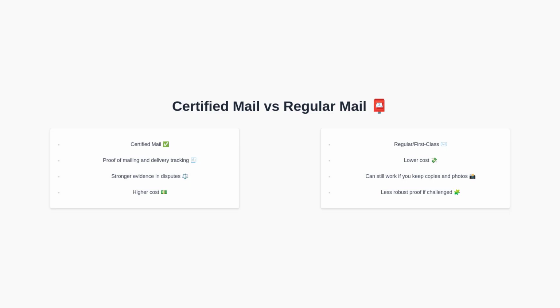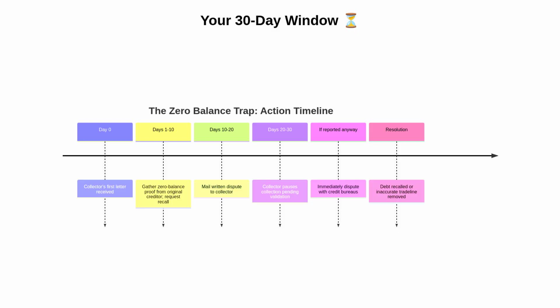Regular mail is cheaper and may be sufficient if you carefully document everything, such as saving copies and taking photos or scans of what you mailed. The decision depends on the amount in dispute, your budget, and how much documentation you want to maintain. This timeline highlights critical windows.